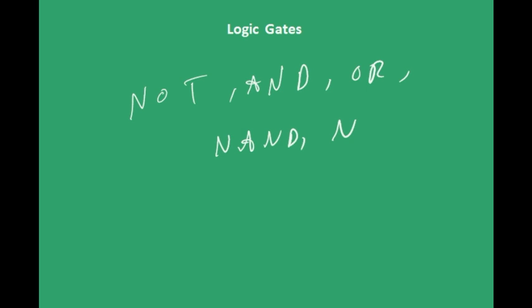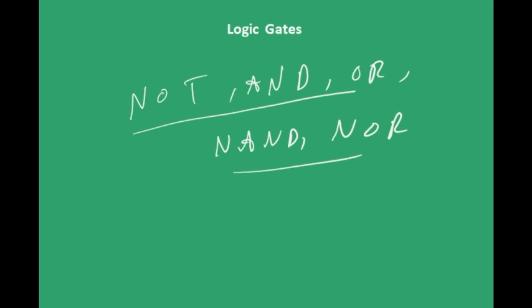There are something called logic gates. A logic gate is a digital circuit that follows certain logical relationship between the input and output voltages. Actually, these are the basic building blocks of digital electronics. There are mainly 5 common types of logic gates used. They are NOT, AND, OR, NAND, and NOR. These are the commonly used 5 types of logic gates.